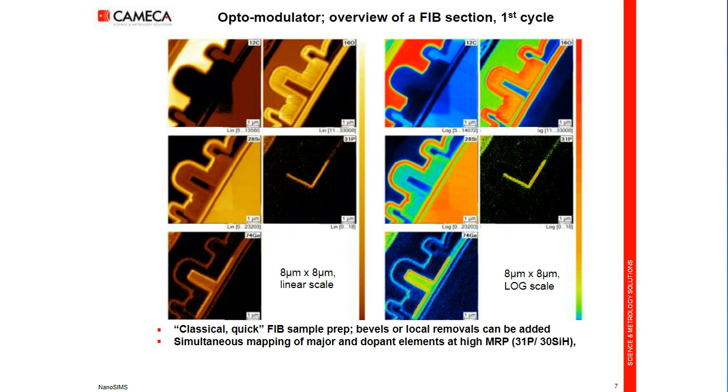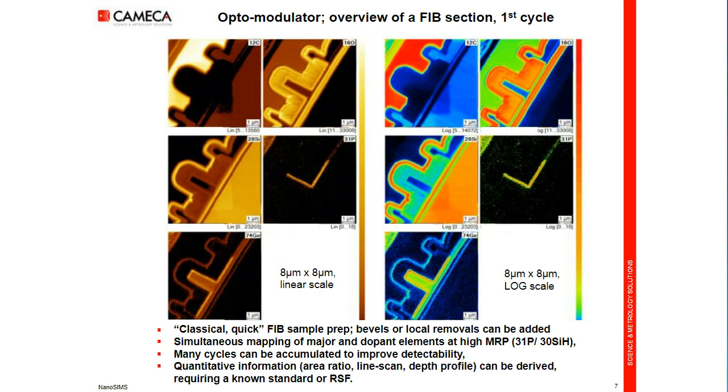If one wants to detect dopants with a better signal-to-noise ratio, then it is possible to acquire many cycles, integrating over some depths of the sample. Finally, for quantitative analysis of such images, one should use a reference sample to derive the relative sensitivity factor of the implanted material, so that we can convert this image of counts into an image of atoms per cubic centimeter.